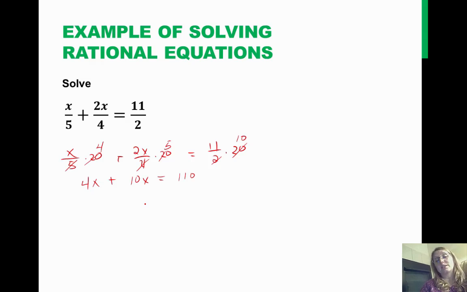Now I want to simplify or combine like terms. I get 4x plus 10x, and that makes 14x equals 110. To solve for x, I can divide both sides by 14. Now I have x equal to 110 over 14. I need to simplify this, however. I'm going to divide them both by 2, and then I'll have 55 over 7. So my final answer is 55 sevenths.